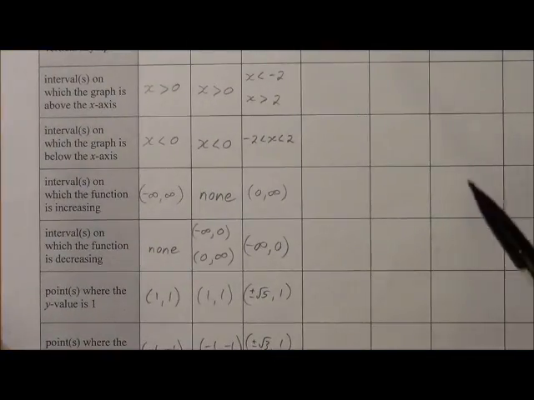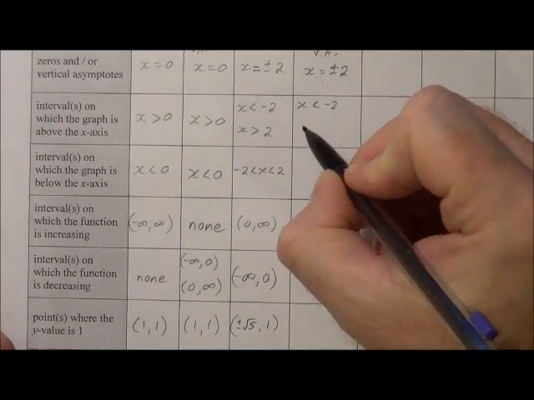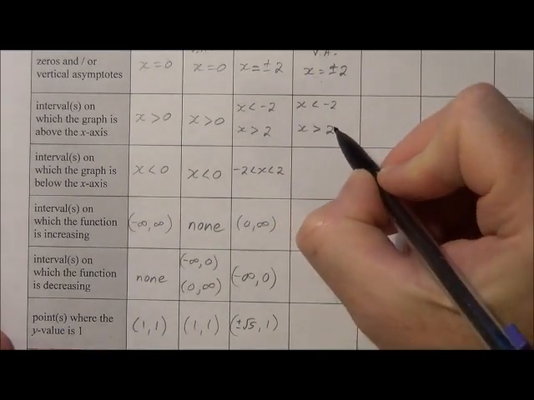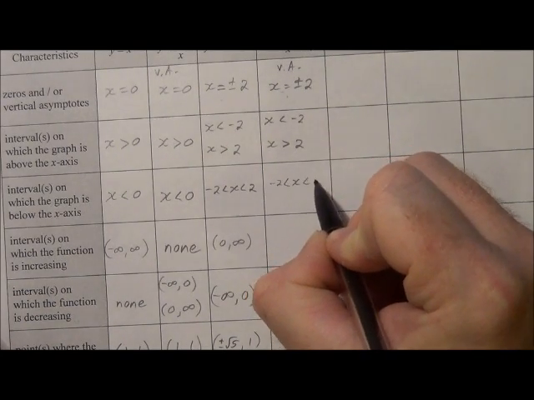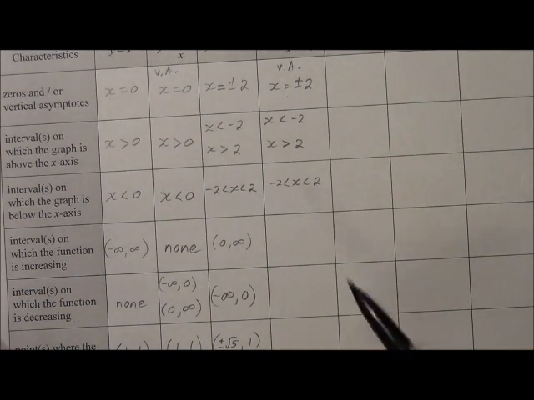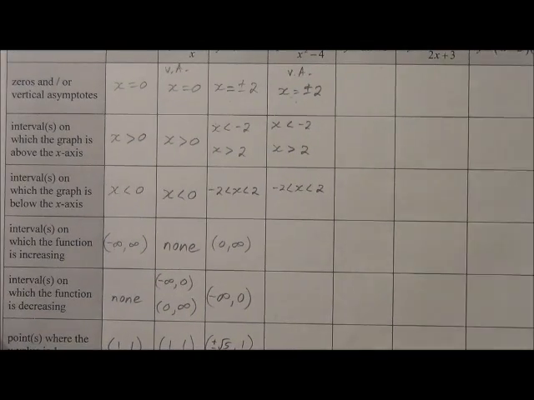Okay, so we can fill that part out on the table. So it's x less than -2 and x greater than 2. Looks familiar. And then -2 less than x less than 2. We could write this in interval notation also, but I just started in set notation there, or partial set notation, so I'll just keep that going.